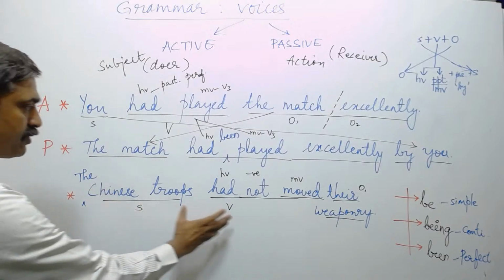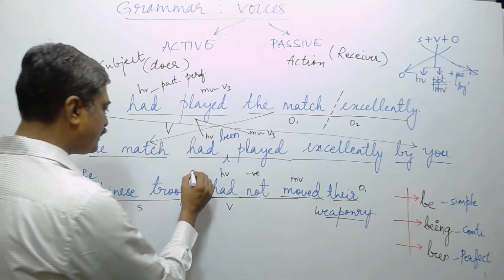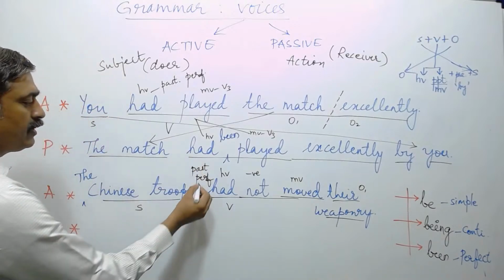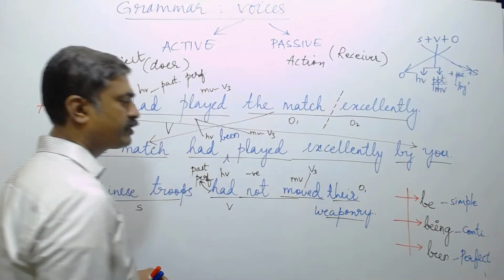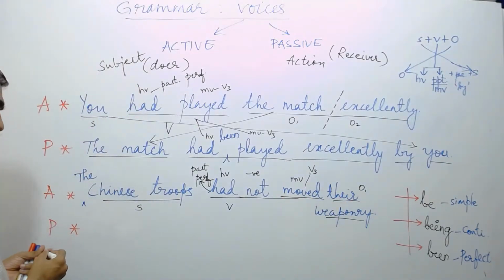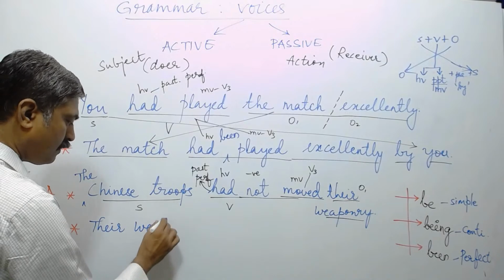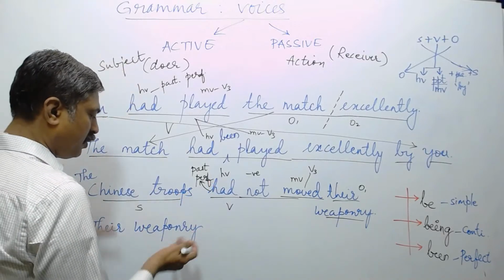So now if we get the subject, verb, and object, now let's get to the answer. This is as active, and the next one as passive for the same perfect tense, right? So had is past perfect. And moved is the V3 form, because past participles are always used with perfect tense, and the next part is the object. So let's get the object first here: their weaponry, right? In past perfect, either a singular subject or a plural subject will be the same.